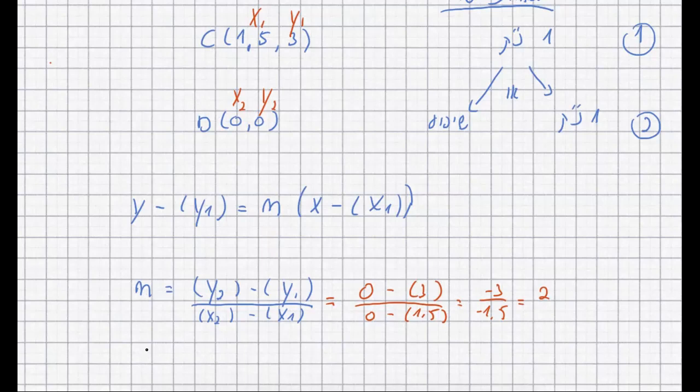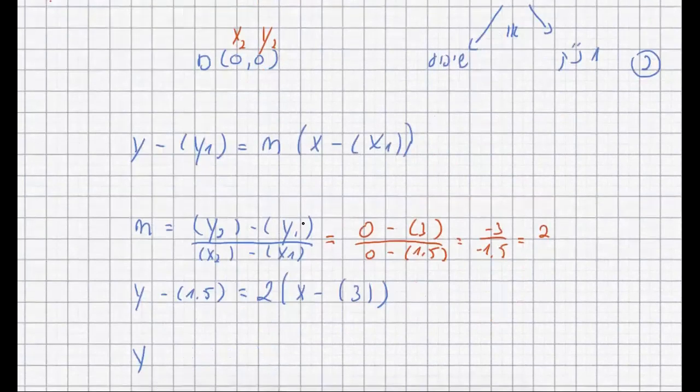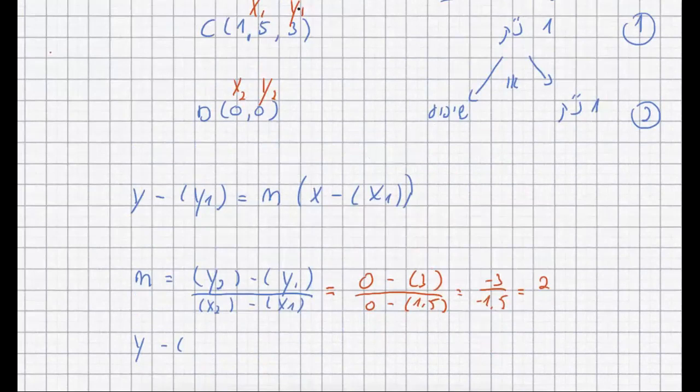Okay, so, should we use D? No, C, because we already marked it. So y minus 1.5 equals 2 times x minus 3. So it's y minus 1.5 equals 2x minus 6. No, sorry. Can you tell me what was the mistake? It's not 1.5 here. It's 3 because here you have y1, not x1. Oh, so it's 3. But other than that, it was perfectly fine.